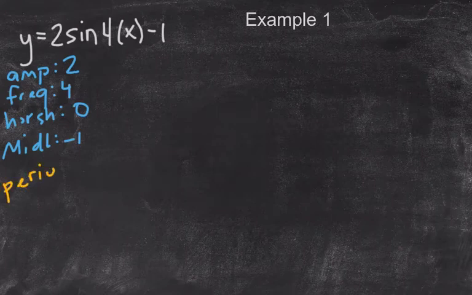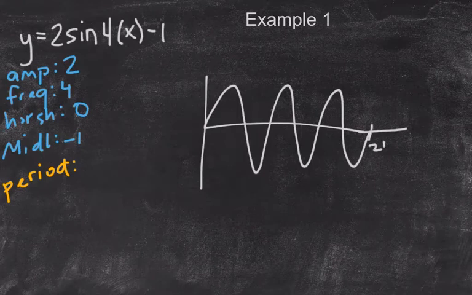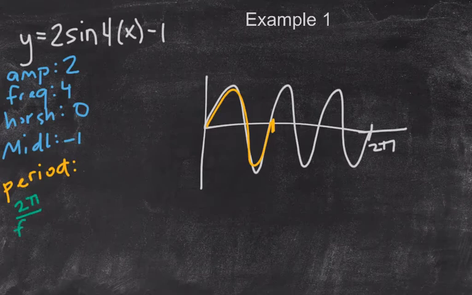So period is something that we haven't talked about yet. Period is the length of one cycle. So let me just give you an example. If I had a frequency of 3, so I go through 3 full cycles between 0 and 2 pi, the period is the length of one of those cycles. So what I do to find the period is I take 2 pi and I divide it by the frequency.